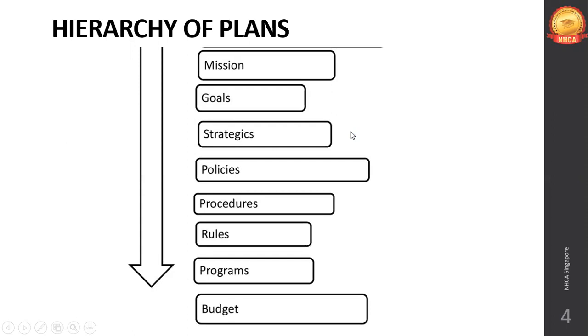Next is hierarchy of plans. In the textbook, it is given in a pyramid chart, figure 13.1, again on page number 72. Here we will discuss in brief. Mission has the topmost place when it comes to the hierarchy of plans, and the last place goes to the budget. So we will start our explanation in brief from mission.